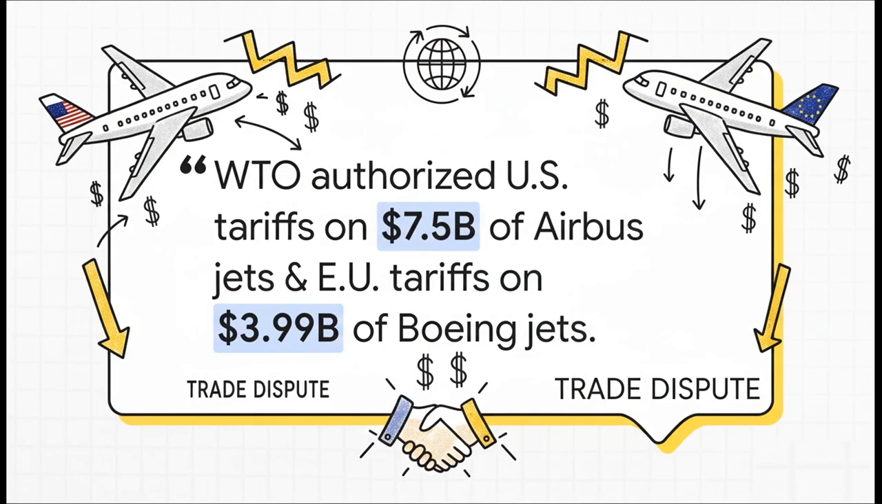And these government policies have massive, real-world consequences. This wasn't some friendly competition. It blew up into a huge trade dispute, where the WTO eventually gave both sides the green light to slap billions and billions of dollars in tariffs on each other's planes and other goods.